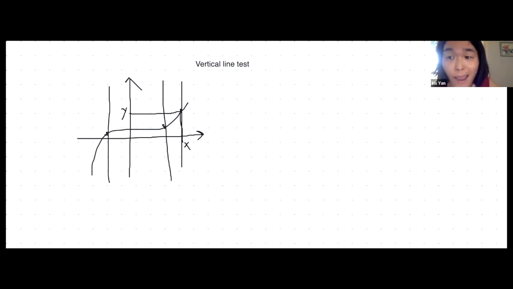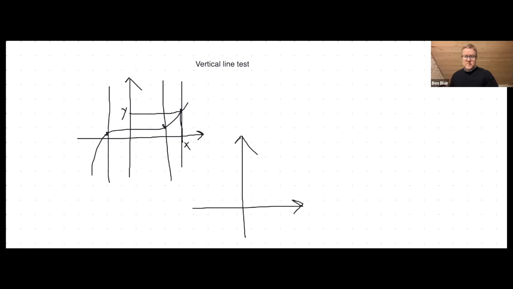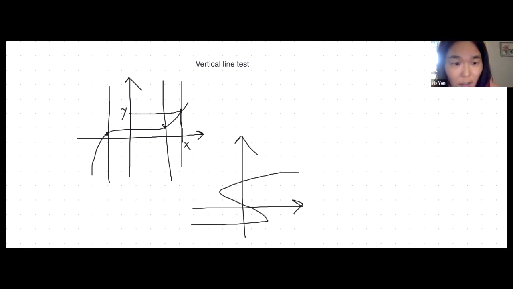I'll draw a graph that is not the graph of a function. For example, this is not the graph of a function. Why? Because when I put this vertical line through, it crosses the graph three times. So what does that mean exactly? It means that for this value of x, I don't know how to change colors anymore.